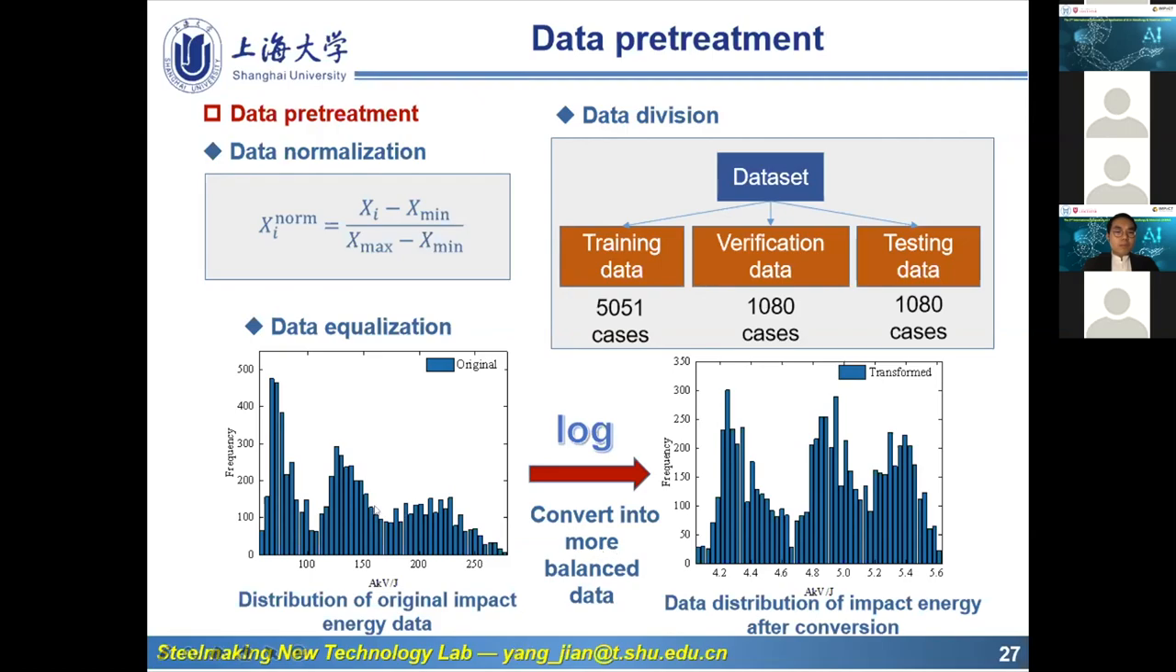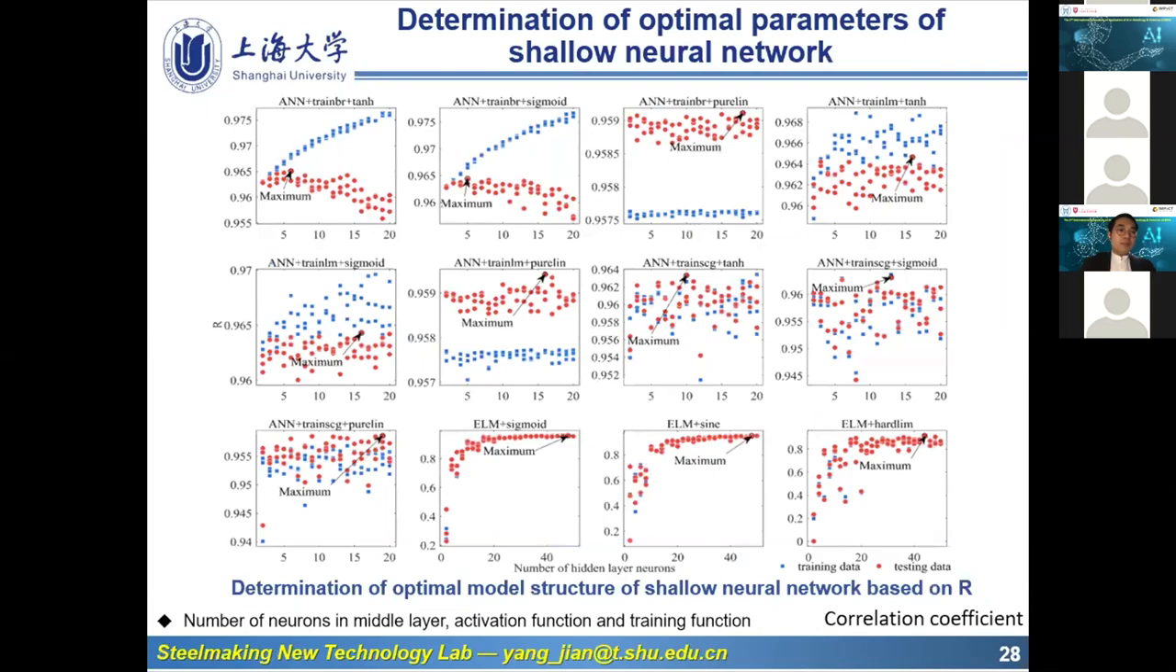We convert the data into more balanced data by the normal calculation. And all the data was divided randomly into three groups: the training data, the verification data, and the testing data. And here is the determination of the optimal parameters of a shallow neural network.